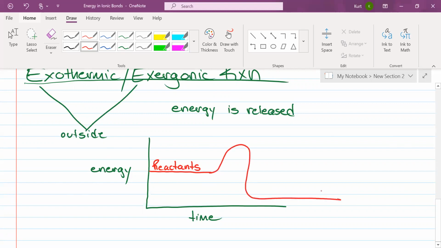If you're wondering what that hump in the energy is, that's called your activation energy. It's the energy you need to achieve a reaction and to make product. So if you notice, the product energy level is less than the reactant energy level. This means that energy was lost.